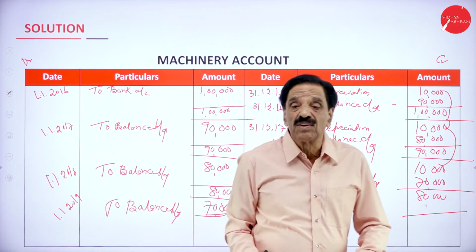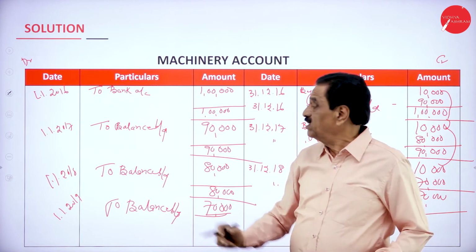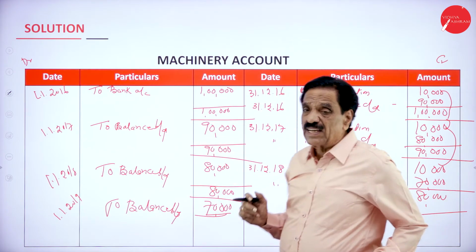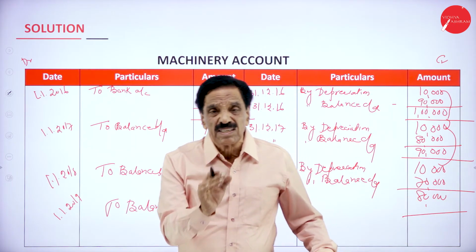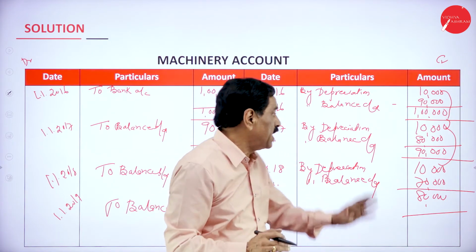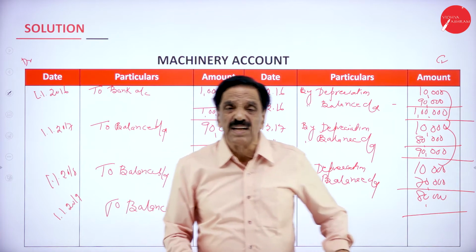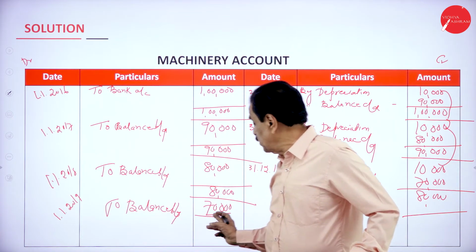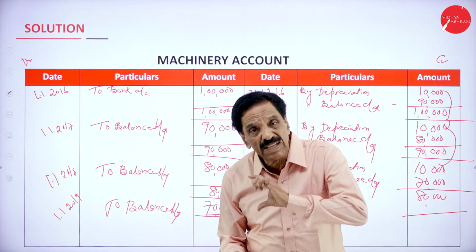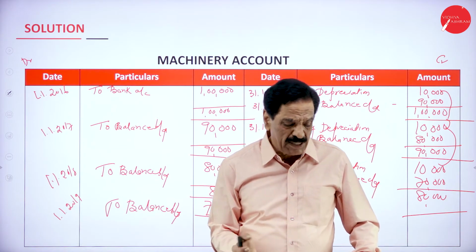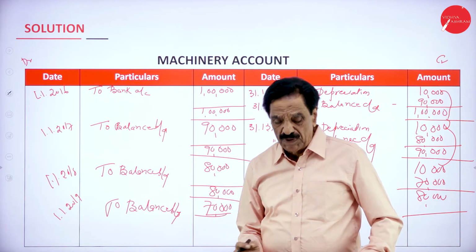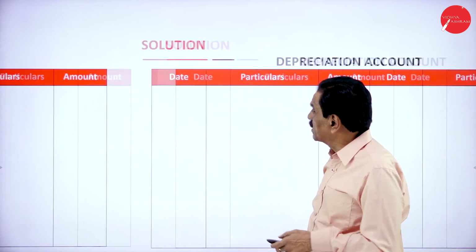So every year we are charging how much? 10,000. The value becomes 1 lakh minus 10,000 is 90,000. 90,000 minus 10,000 is 80,000. 80,000 minus 10,000 is 70,000. At the end of the third year, it will be valued only 70,000. So 30,000 is charged on 1 lakh. It becomes 70,000 now. Now, you are charging the depreciation.